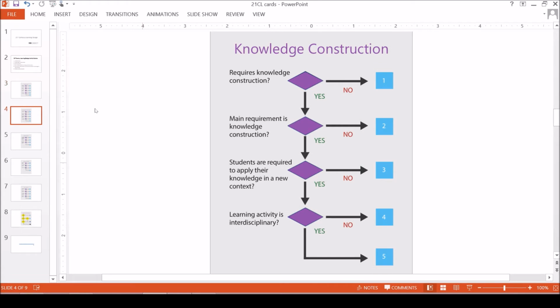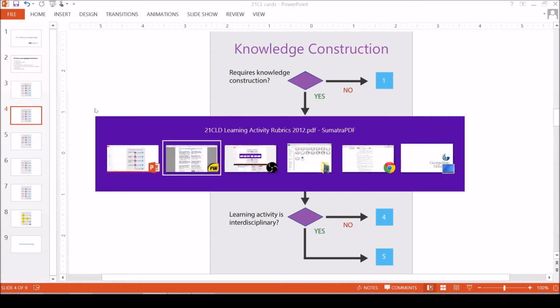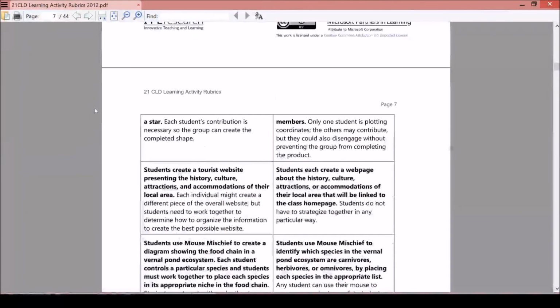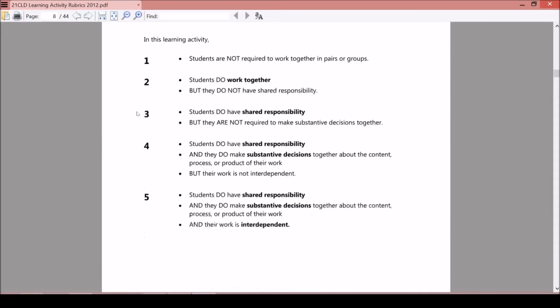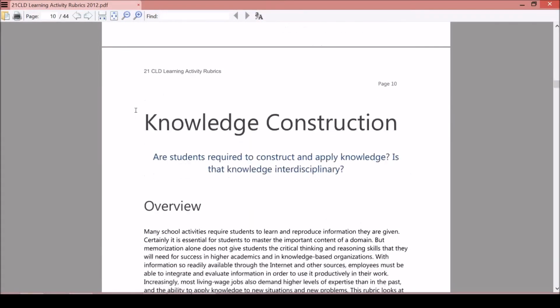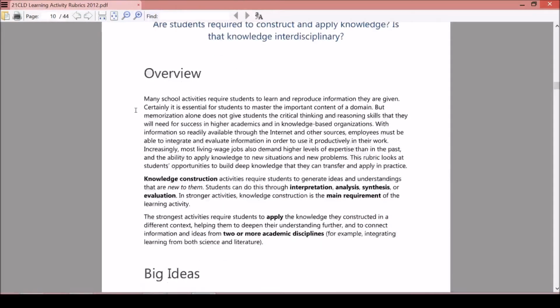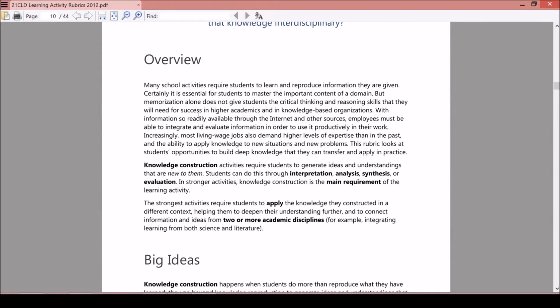And the next rubric we have here is under the heading of knowledge construction. Now, if we go back into the PDF, it says knowledge construction refers to a lot of the traits from Bloom's taxonomy, which you may have heard of, and the part of Bloom that it looks at is the upper parts of the taxonomy. We're talking about interpretation, analysis, synthesis, evaluation. This is more than just students learning a set of facts, but it's students constructing their own knowledge.